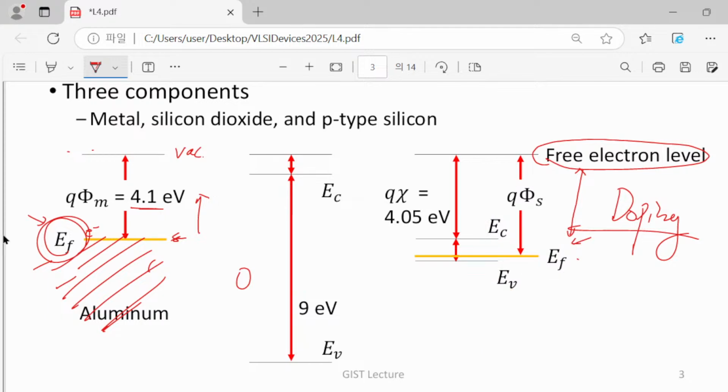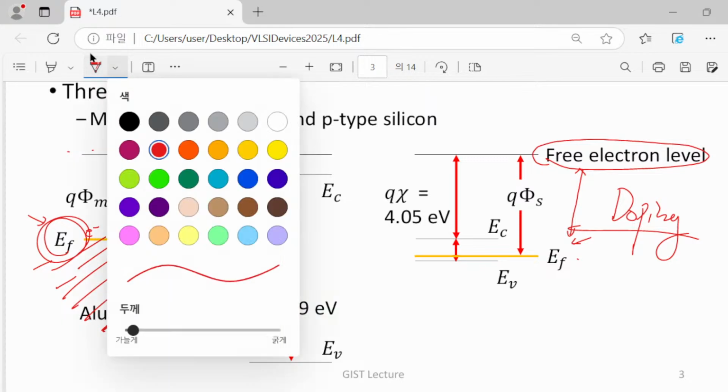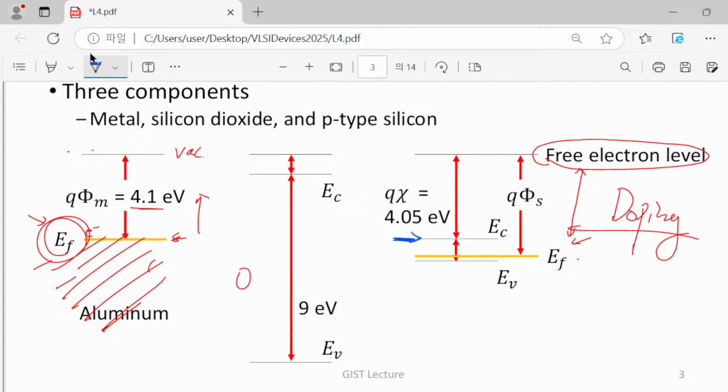If you have a highly doped n-type silicon, then where is the expected position of your Fermi level? Your Fermi level will be quite close to the EC value. And if you have a highly doped p-type, listen, then your Fermi level will be quite close to EV, the valence band maximum. So you know it.